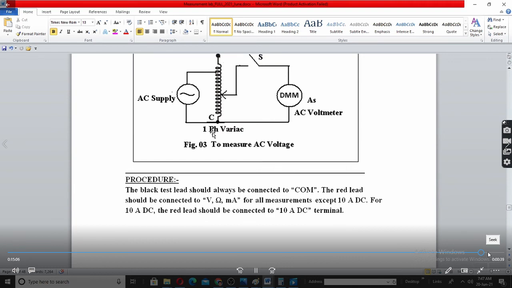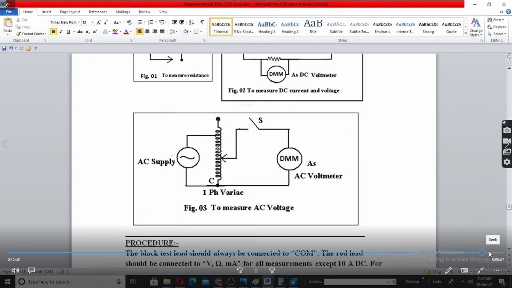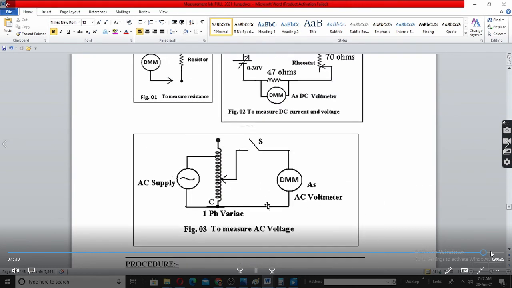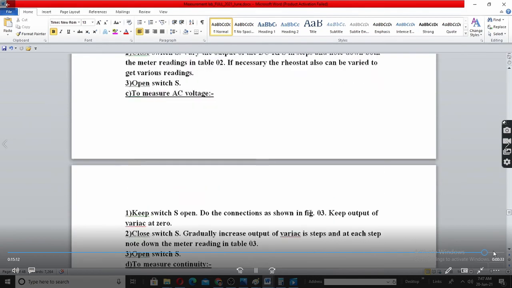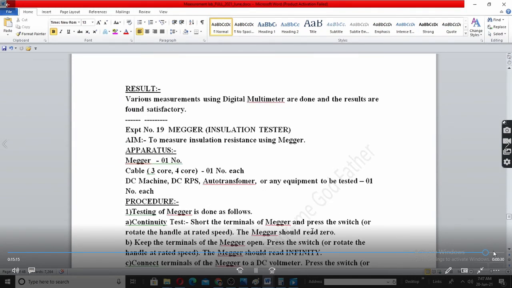Similarly for resistance. Similarly for AC voltage. So these things are put here. Megger is not in your present syllabus.